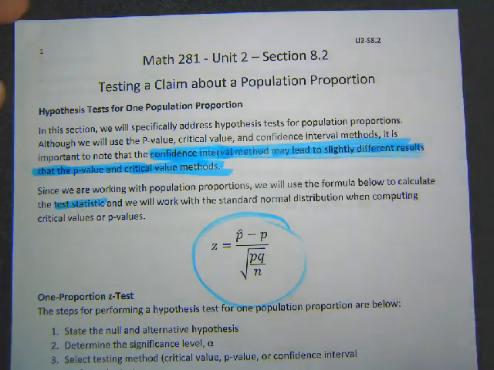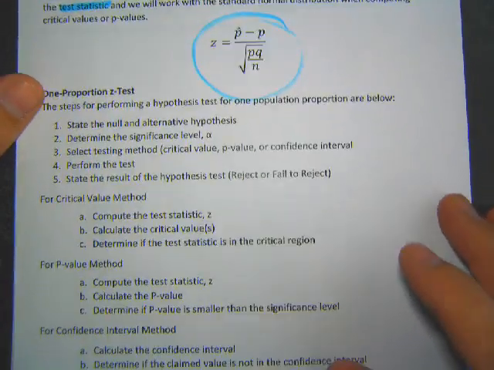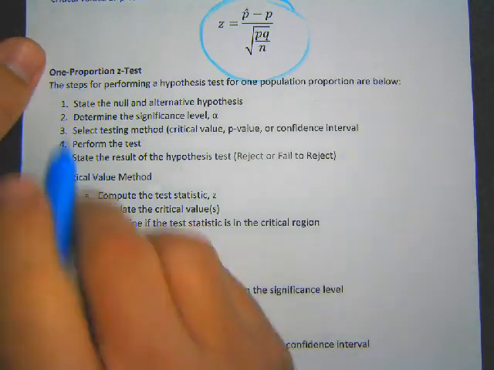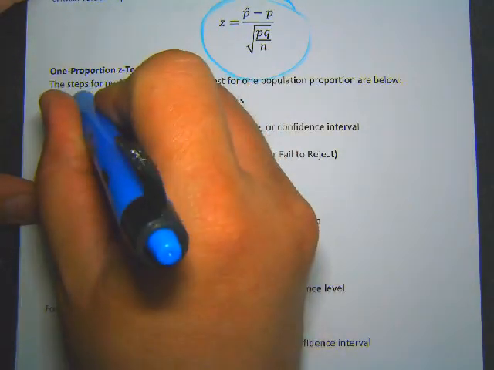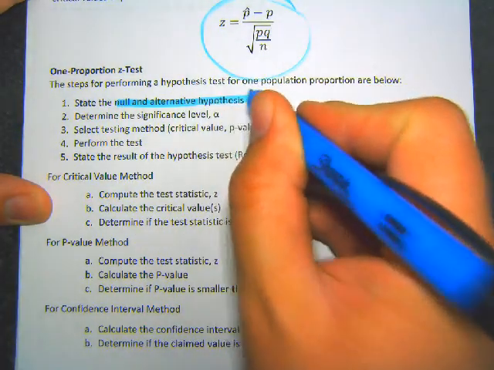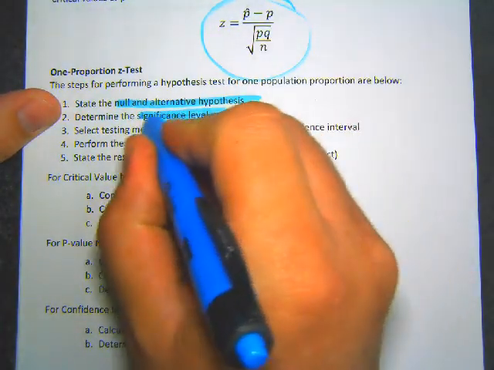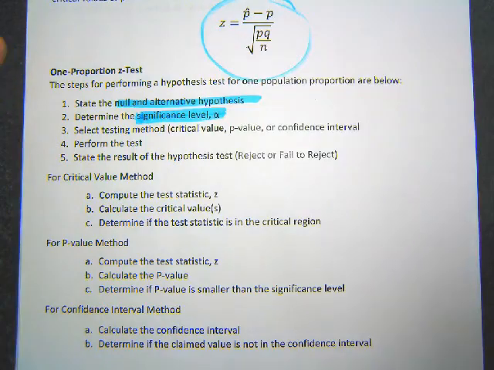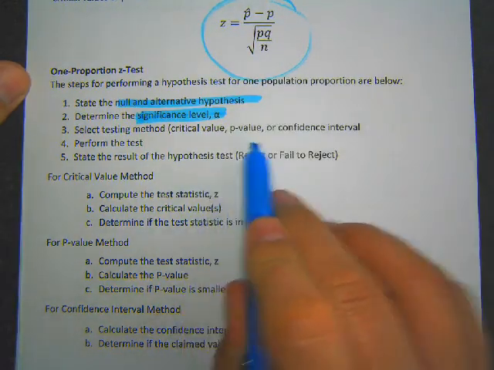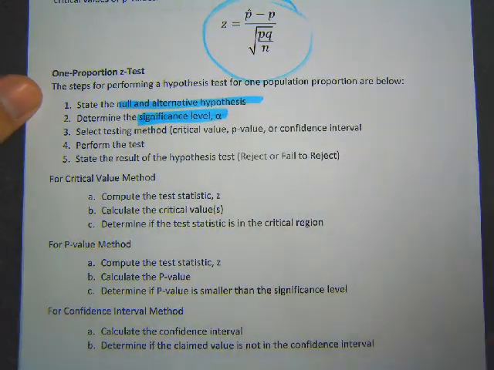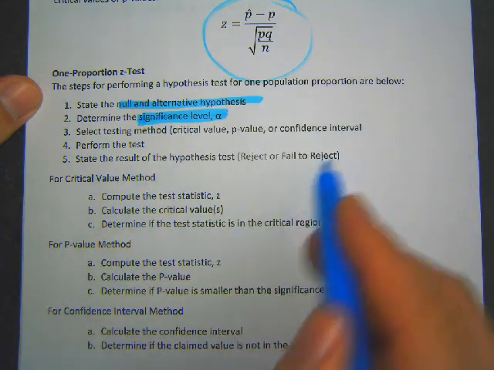So just a quick overview of the different methods. When you're doing a one proportion test, first off, you always want to figure out what the null and the alternative hypotheses are. So you need to know those. Note the significance level. Again, that will be provided. That's alpha. Pick which method you're going to go with. Are you going to do critical value, p-value, or confidence interval? Do your test and then state the result. Are you going to reject or fail to reject?